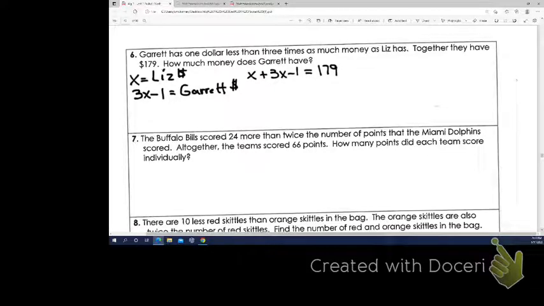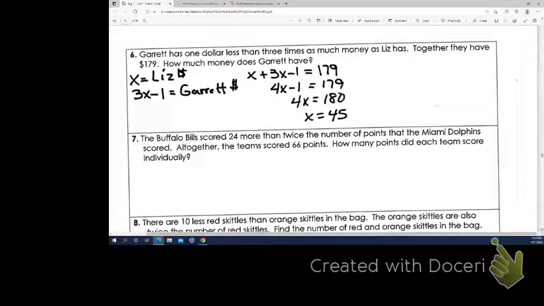And then we're back to a problem where we need to combine like terms. And then we're at a nice 2-step equation. Add 1, divide by 4. Oops, sorry about that.